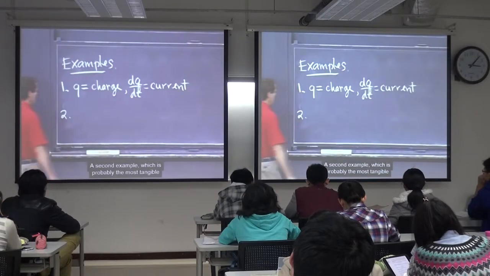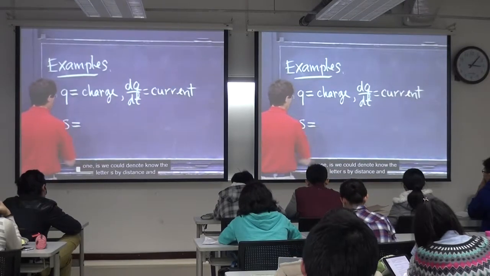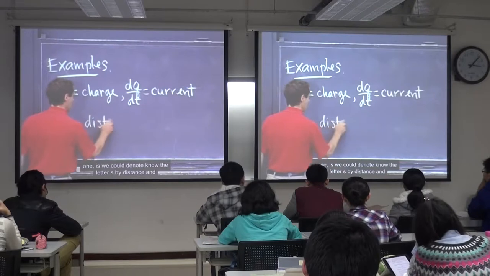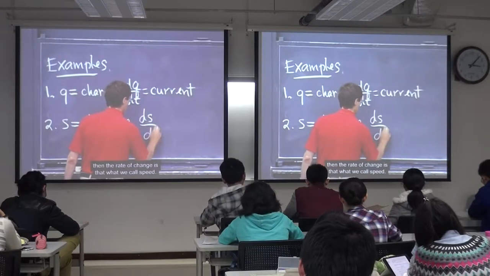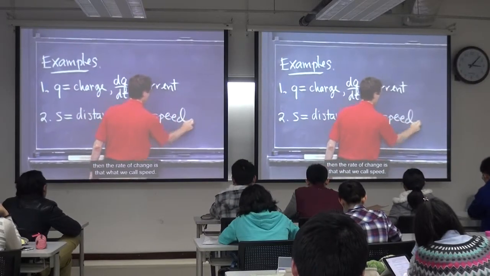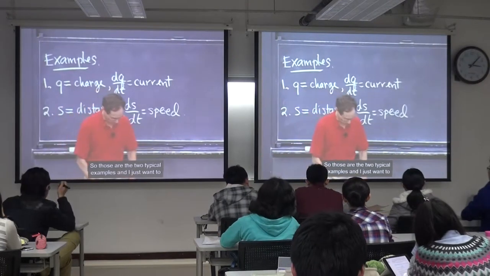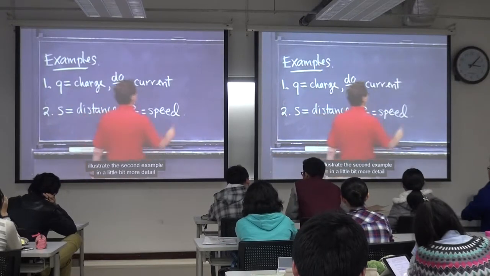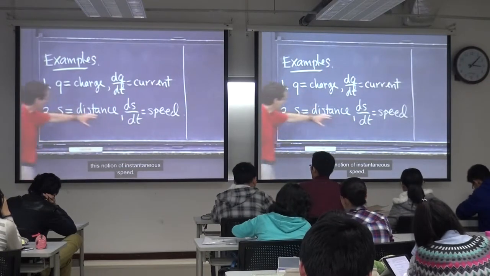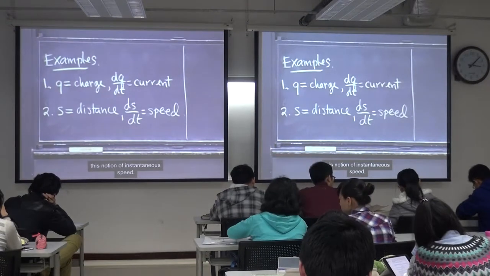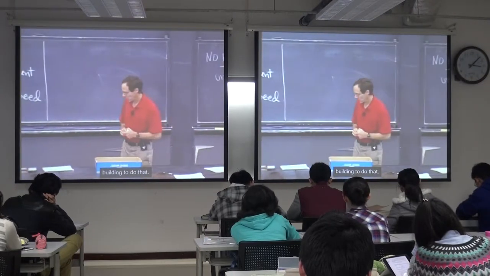The second example, which is probably the most tangible one, is we could denote the letter S by distance, and then the rate of change is what we call speed. So those are the two typical examples, and I want to illustrate the second example in a little bit more detail, because I think it's important to have some visceral sense of this notion of instantaneous speed. And I get to use the example of this very building to do that.